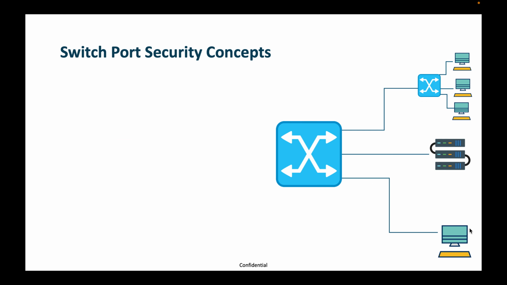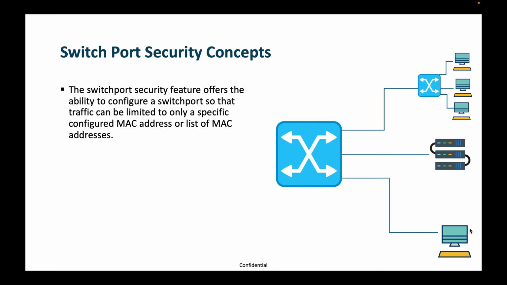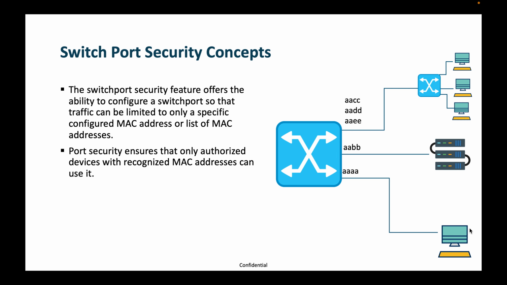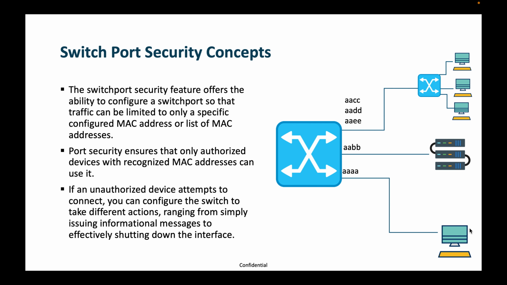So, let's look at some of the concepts of switch port security. The switch port security feature offers the ability to configure a switch port so that traffic can be limited to only a specific configured MAC address, or a list of MAC addresses. If the network admin is aware of what devices should be connected to a particular port on a switch, port security ensures that only authorized devices with recognized MAC addresses can use it. If an unauthorized device attempts to connect, you can configure the switch to take different actions, ranging from simply issuing informational messages to effectively shutting down the interface.